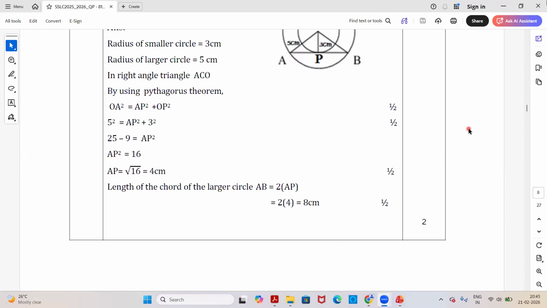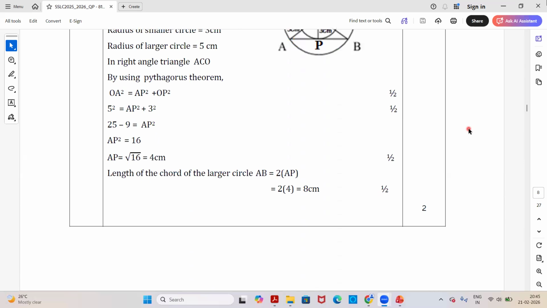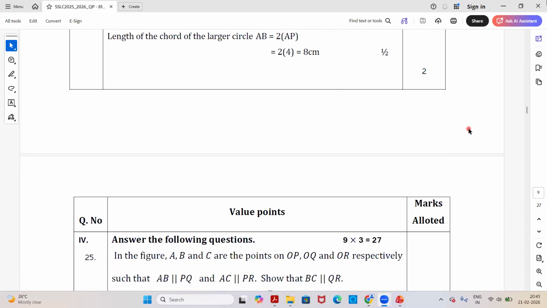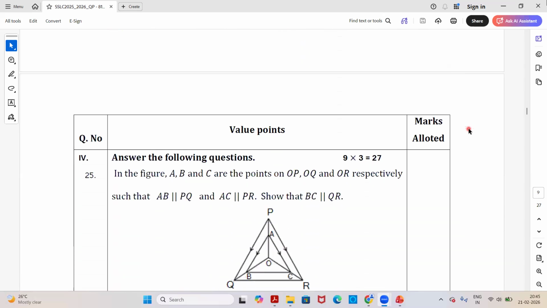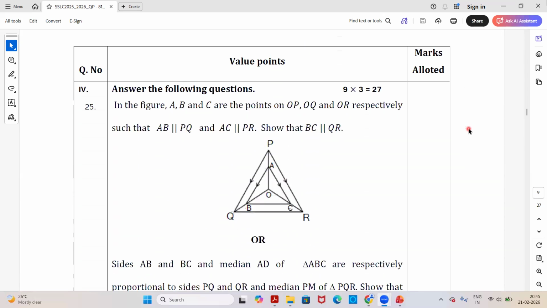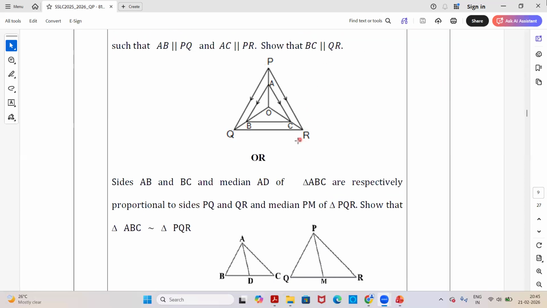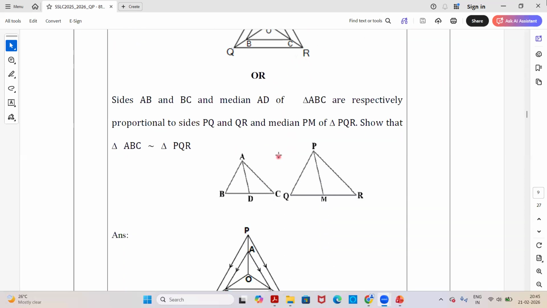Very clearly each step is given, so you can take the screenshot, pause the video and then revise it. And then we finish this main, we come to next fourth main. From here it is 3 mark questions. And here you see number of options for every question.